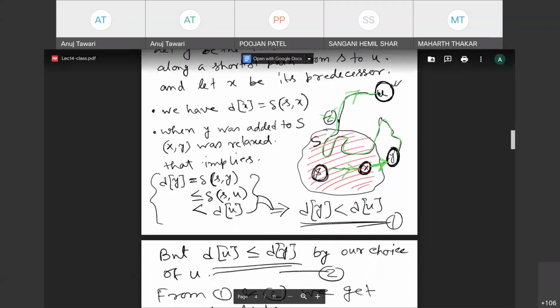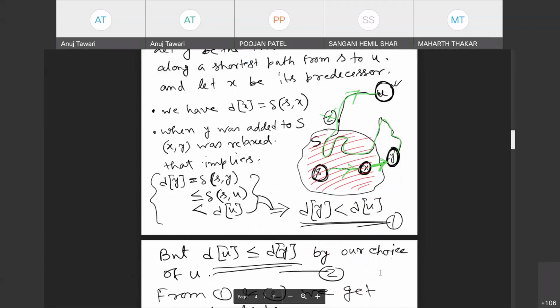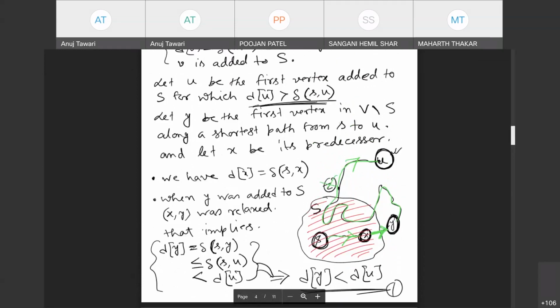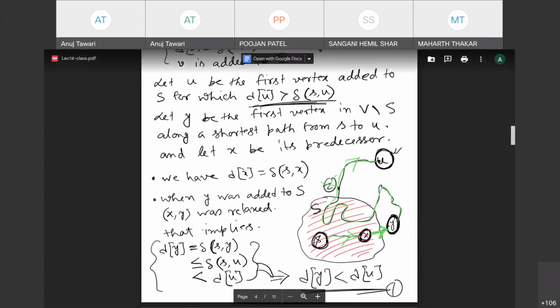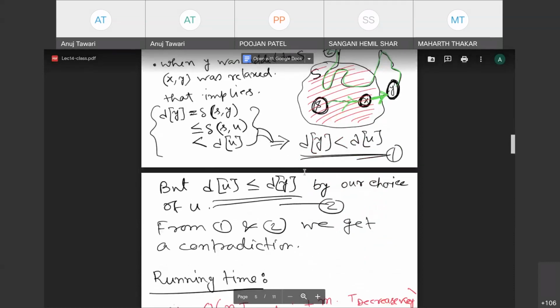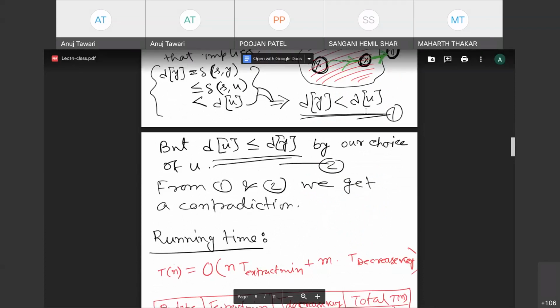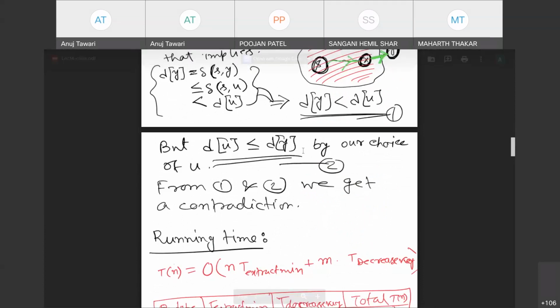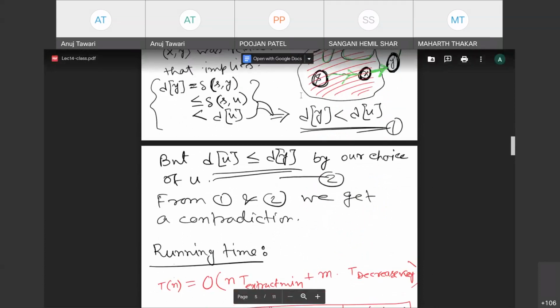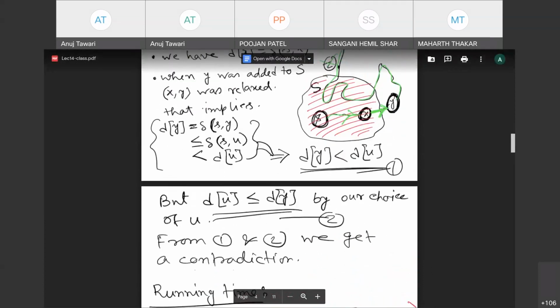du is less than or equal to dy by our choice of u. So u was the first vertex added to S for which this particular inequality holds. Now just combine these two things. Here we got that dy is less than du, but here we got that du is less than or equal to dy. Combining these two things, you get a contradiction.